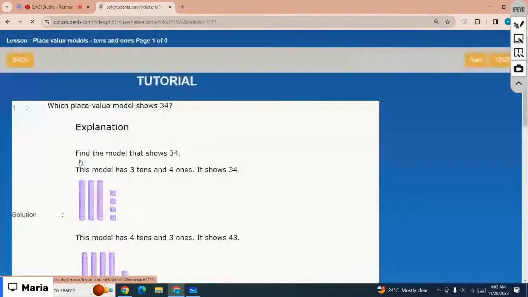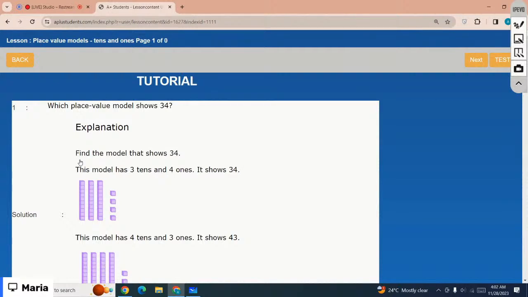Which place value model shows 34? You are given the models, and you have to see which model makes 34. So basically you have to learn the models first. You are given two of the models here. Let's work on these two models and see what they are and how we understand them.